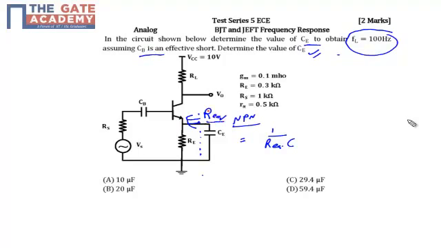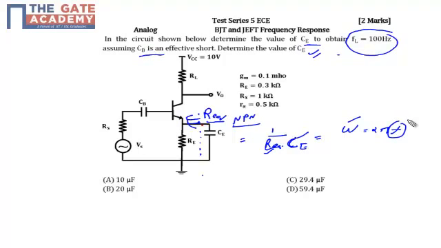First thing is that we need to find the R equivalent of the circuit, because once we find the R equivalent, we can multiply it with the C, and this will be my frequency, which we know. We know this value, 2 pi f. So f is given to us, so we already know this value. If I can find out this R equivalent, then with the help of these two values I can easily evaluate my C.